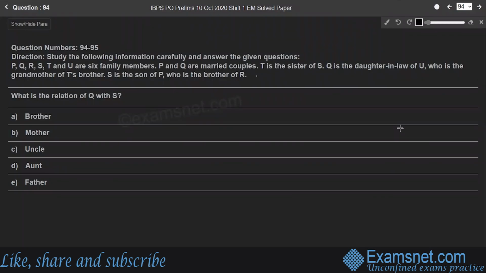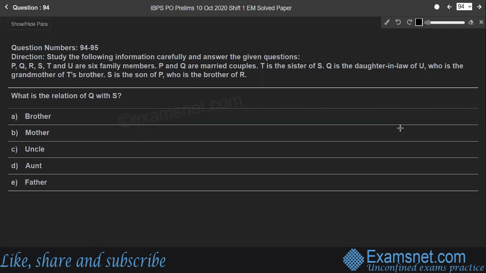Students, questions 94 and 95 are based on the below information. Here the direction is, study the following information carefully and answer the given questions. P, Q, R, S, T and U are 6 family members. P and Q are married couples. T is the sister of S. Q is the daughter-in-law of U, who is the grandmother of T's brother. S is the son of P, who is the brother of R. Then what is the relation of Q with S?